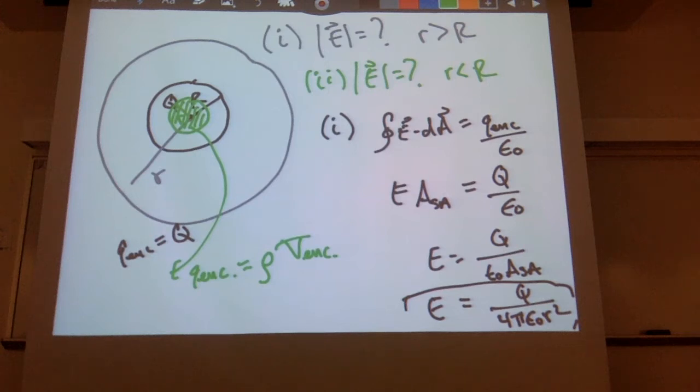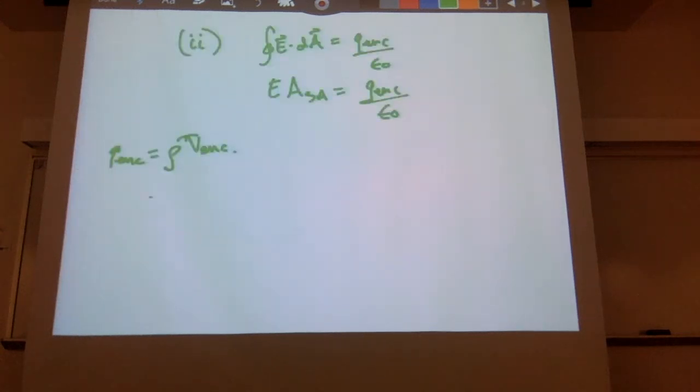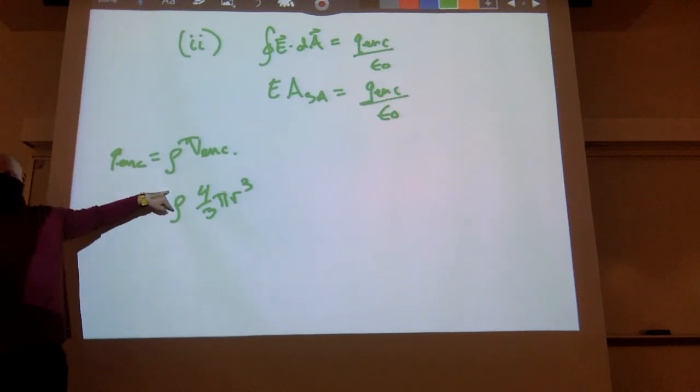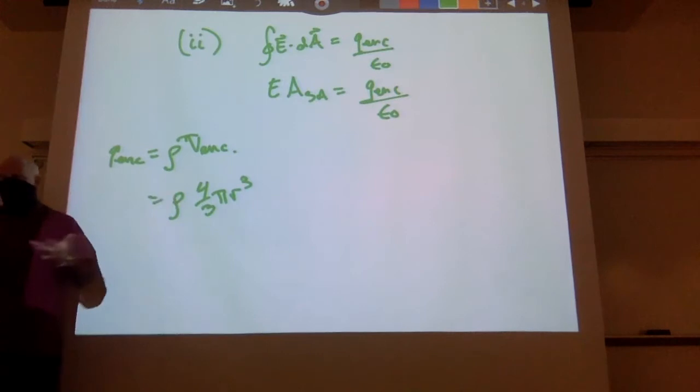Good, 4/3 pi r cubed. So this is the charge density times 4/3 times pi times r cubed. Good. Now, but this depends on the fact that I have to know the charge density. Do I know the charge density? In a way, yes. What did I tell you?